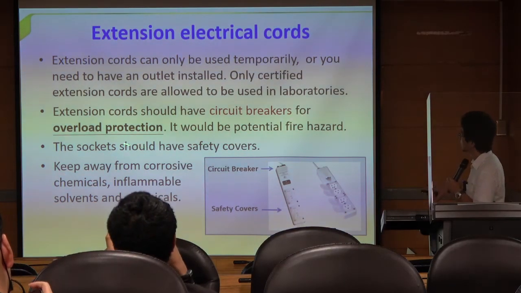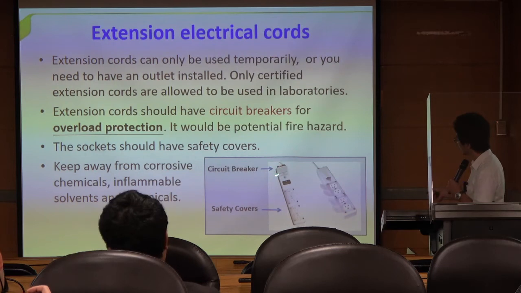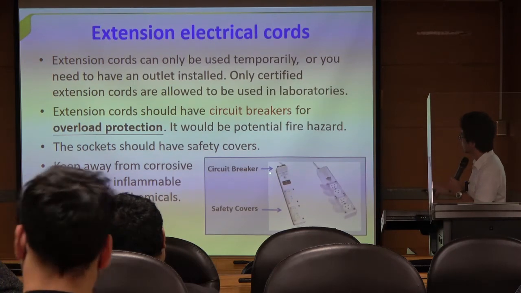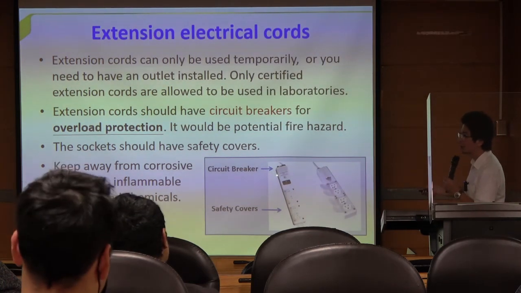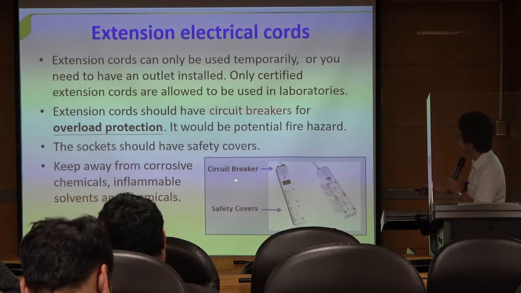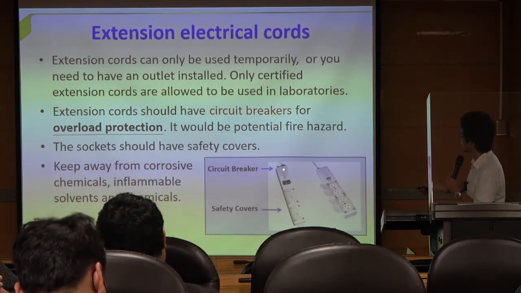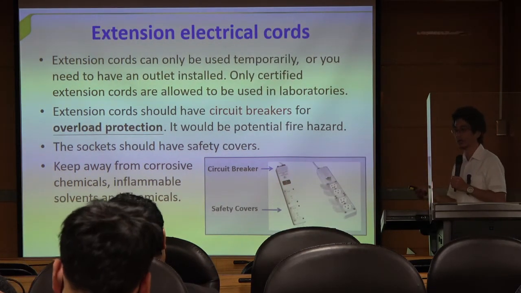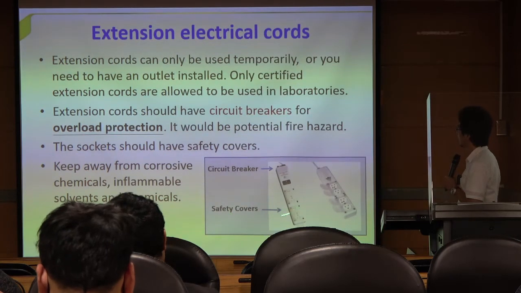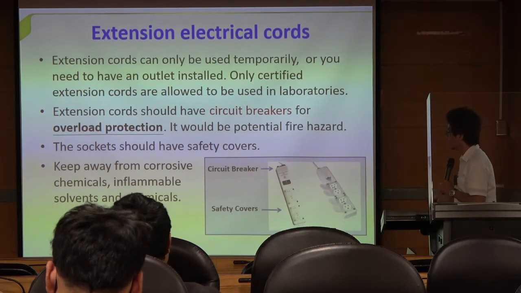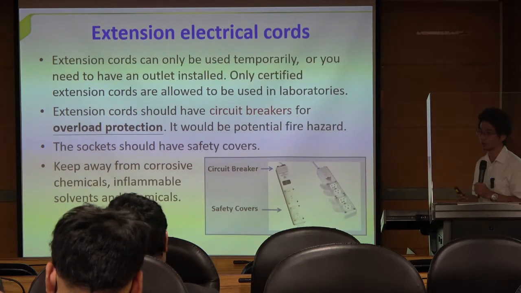Okay. So the extension electrical cords come with circuit breakers with overload protection here. I think some of you have the experience. If you overuse the extension cords, the circuit breaker will jump out. So you need to push the circuit breaker back in, then restart the extension cords, then you can use them again. So extension cords with overload protection remind you when the extension cords are overused.